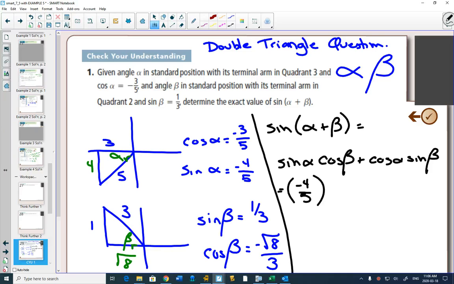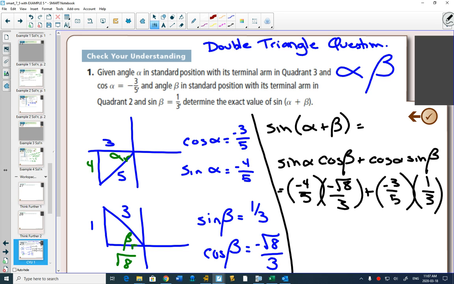Look at what I have here. For sine alpha, there's only sine alpha listed once. It's listed right here. It's -4/5. For cos beta, it's only listed once. It's -√8/3. Plus cos alpha is -3/5. And sine beta is +1/3. So that's our substitution.